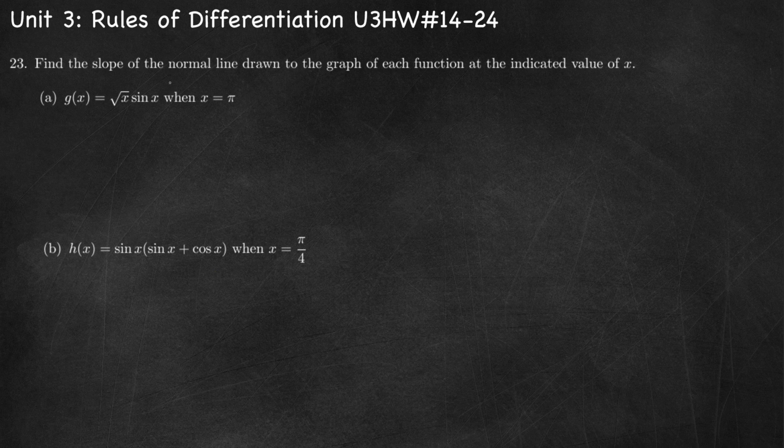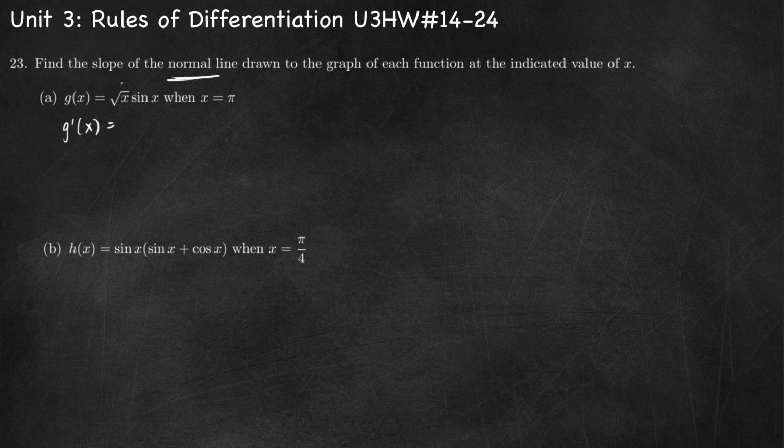23, find the slope of the normal line drawn to the graph of each function at the indicated value of x. So part A, we have g of x equals the square root of x times the sine of x. So let's find our derivative, g prime of x. We're going to use the product rule.